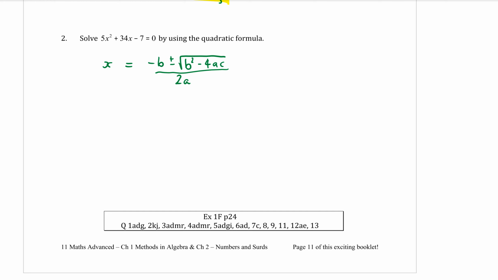So to use this formula, the a, the b, and the c. a is the number in front of the x squared, b is the number in front of the x, and c is the number on the end. Notice I said number in front of. Don't ever sub the x's in. It's the numbers that we want. It's a formula we just sub in.